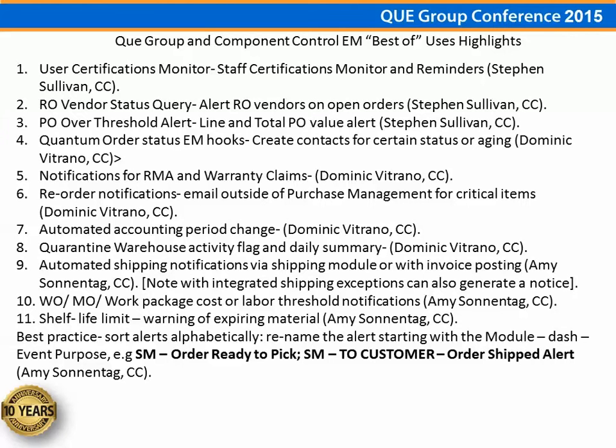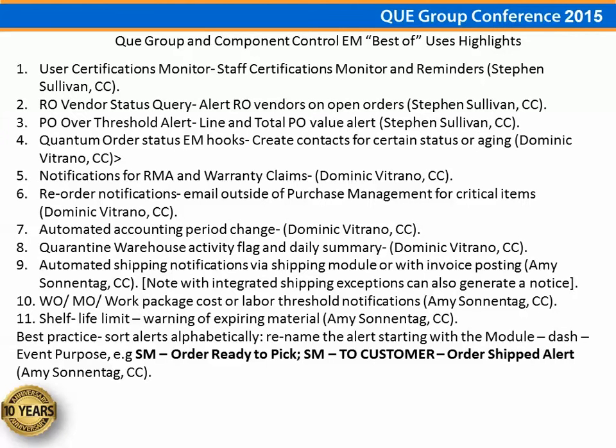Notifications for claims. So this is something we're starting to look at when an RMA number is issued, a contact is automatically created, and then it tracks that whole process, and then at the end when you have a status change, it automatically closes it out. The number 8, the quarantine warehouse activity flag. This is a great idea for notifying people that some material didn't make it, and that's a schedule risk or could be a schedule risk.